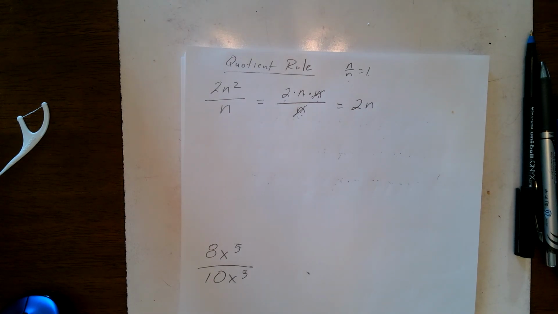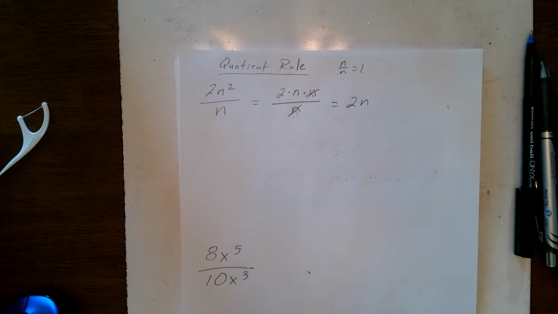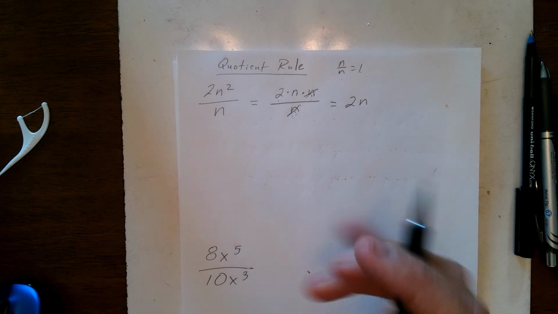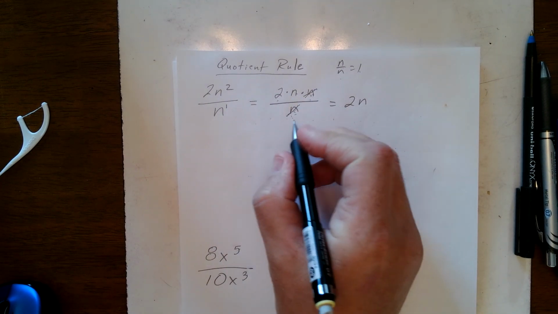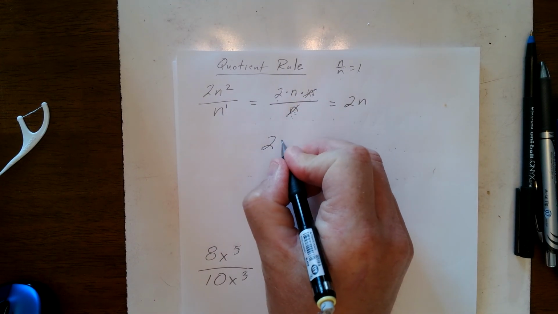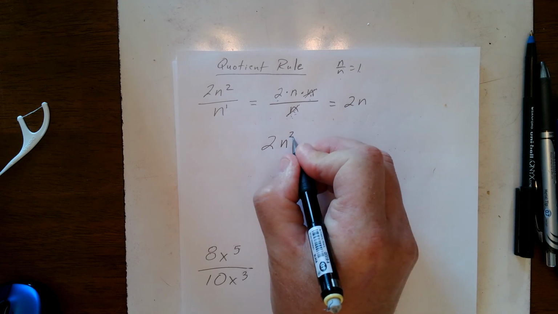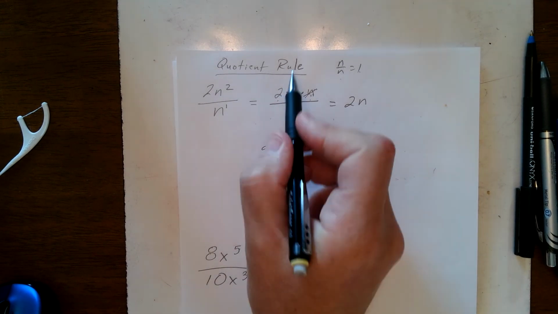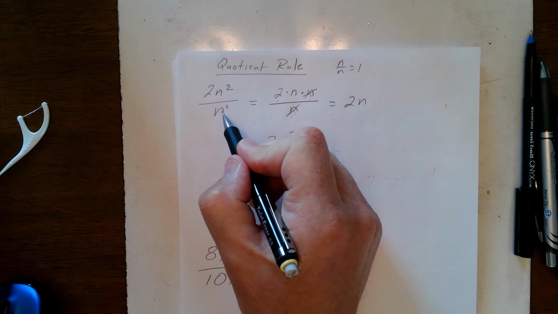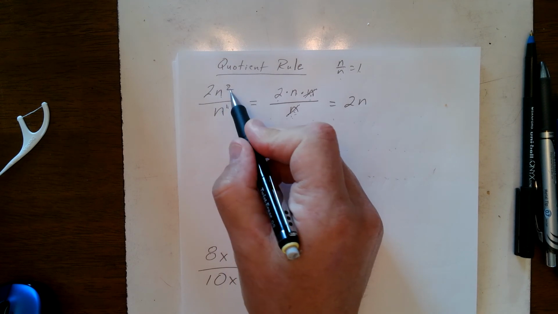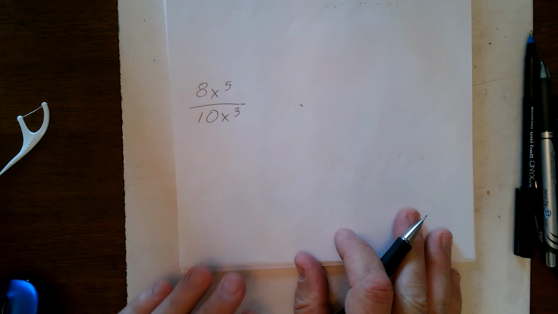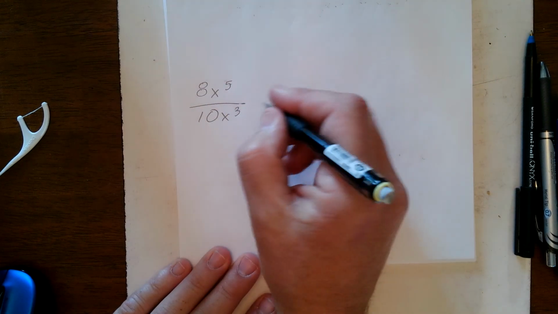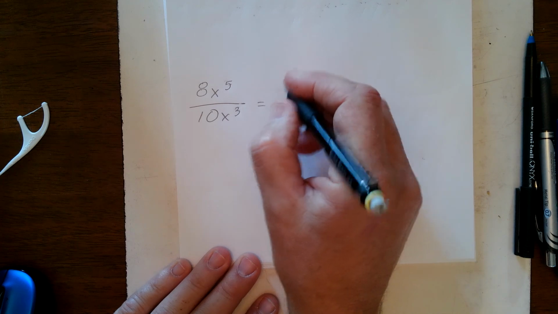So as we look at doing these quotients, we want to make sure that what we're seeing is that the problem really is 2 to the n minus 1. We're subtracting the exponents when we're dividing. Same base, subtracting the exponents.